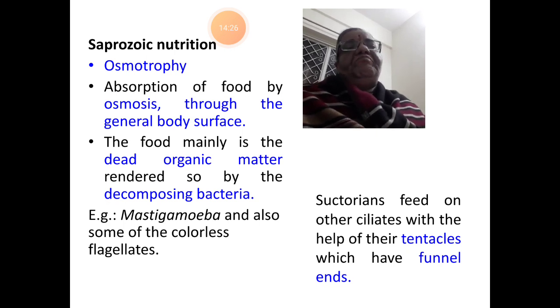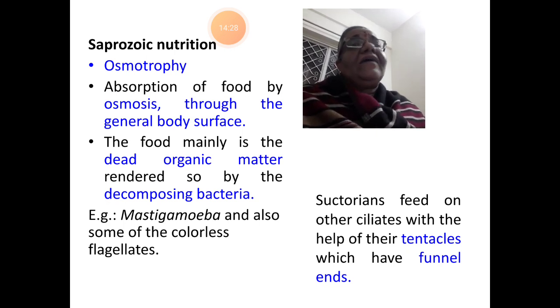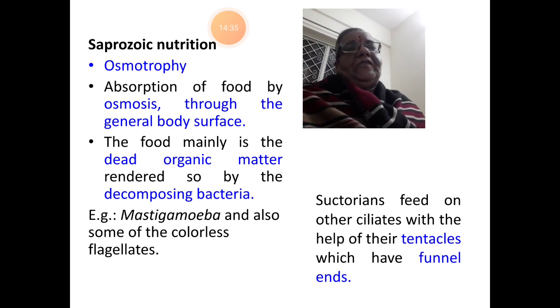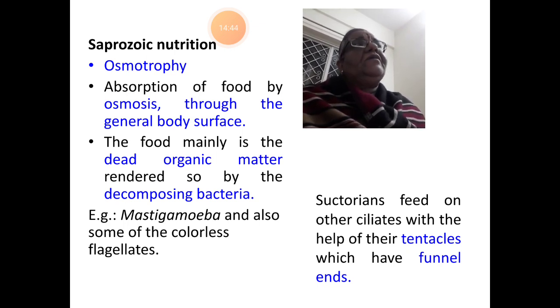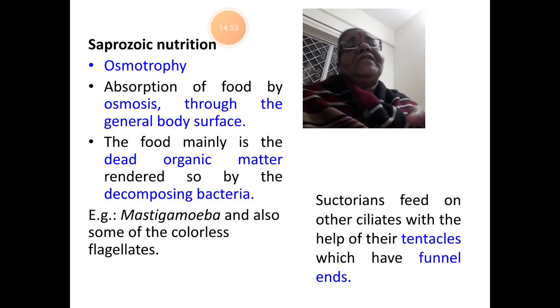The food mainly is the dead organic matter. In case of saprozoic nutrition, what is the food? Dead organic matter. How do they get dead organic matter? That is rendered so by the decomposing bacteria. The bacteria will decompose the food material present in the medium, convert it into organic matter, and that is ingested through osmosis. Hence, this is called saprozoic nutrition.